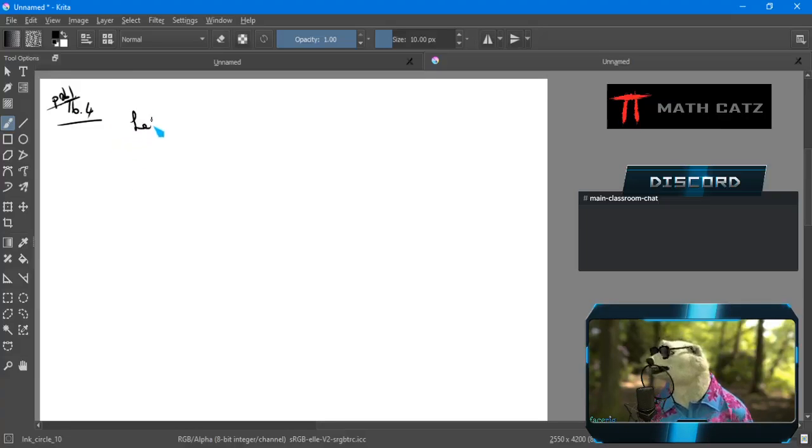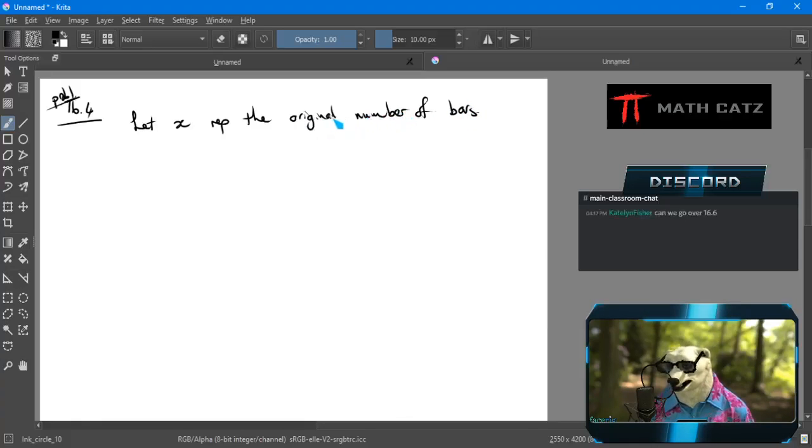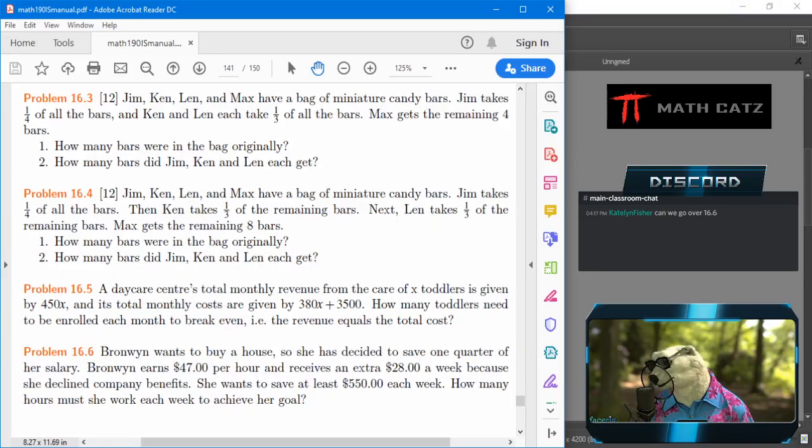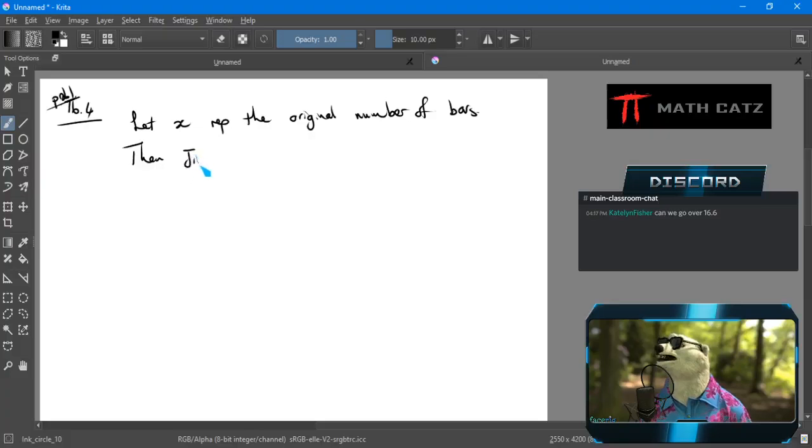So, same start. Let x represent the original number of bars. This is not the place to write fewer words, write a full sentence. Then, who was first? Ken? Oh, no, Jim. Jim takes still a quarter of all the bars, so 1/4 of x. It's multiplication.